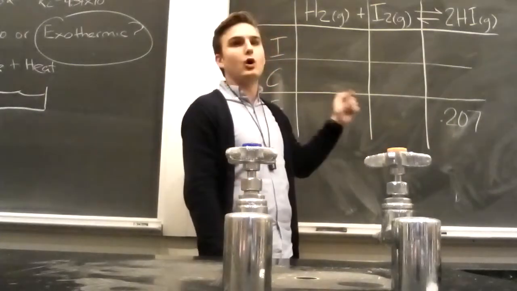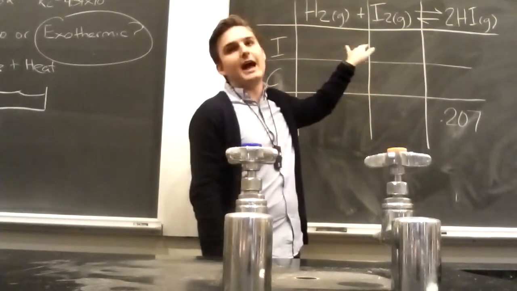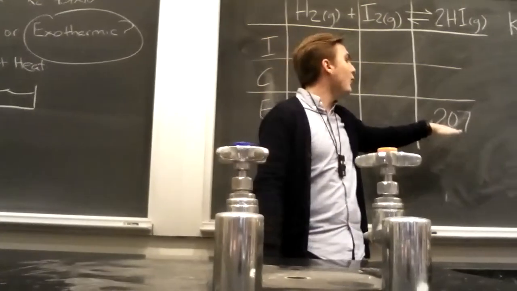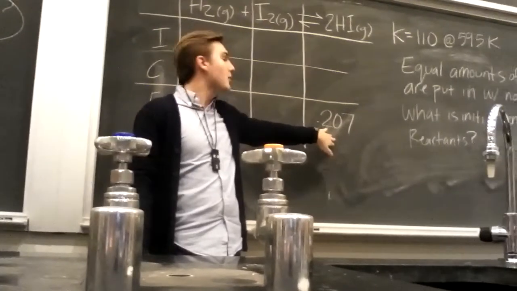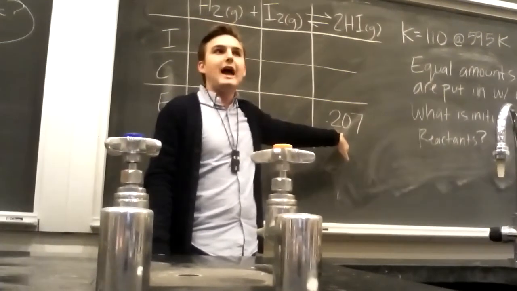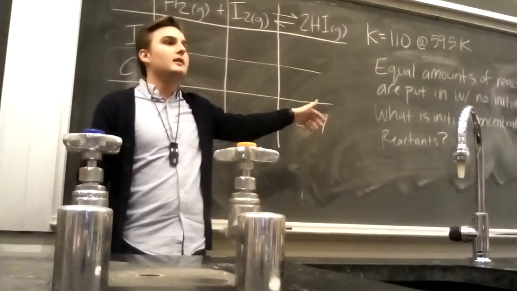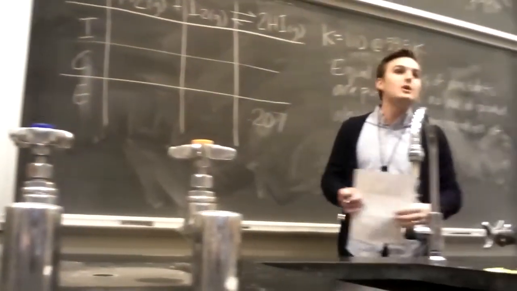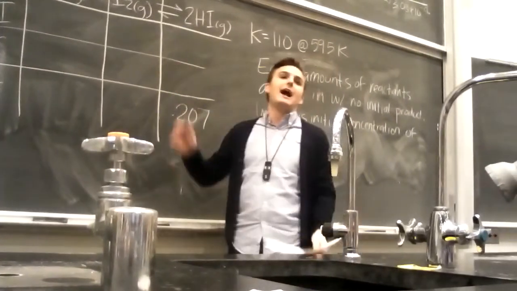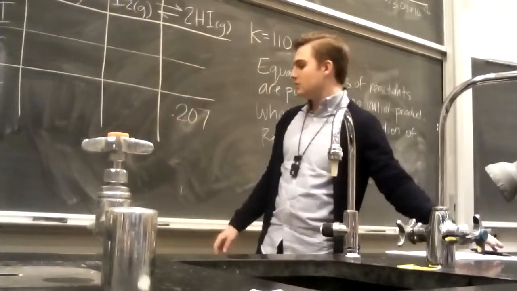This one particularly told us that we started off with the same two reactants. We reacted, and it formed our product. And they told us at equilibrium, this is how much product we had, 0.207. Okay, and now the question wants to know what were my concentrations initially for my reactant. So not at equilibrium, but initially.